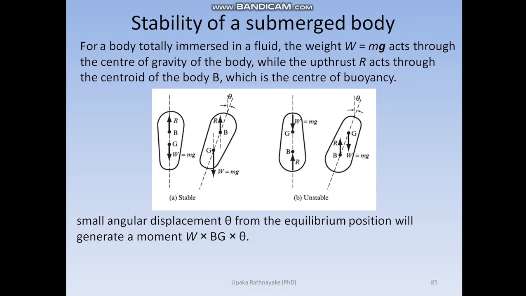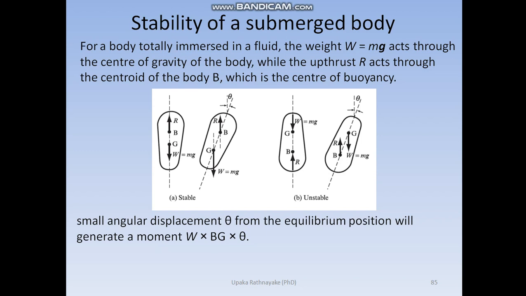Case 2. When the center of gravity is above the center of buoyancy, a clockwise moment is generated due to the upthrust, and that brings a clockwise couple to the object. Thus, the object rotates in the unstable direction and it would not come back to its original position. This is called instability, or unstable.